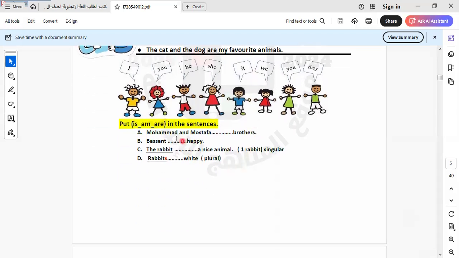Let's continue. Let's complete this sentence with the suitable verb to be. Muhammad and Mustafa, it will be are. Why are, Miss Iman? Because Muhammad and Mustafa are more than one person. Basant is happy, so I put is, because it is singular. Rabbit is a nice animal. Here we have rabbits. Does it take is or are? It takes are. If I put is, it is wrong. Why? Because the noun ends in s, so it is plural, so I take are. Let's go to another item here.